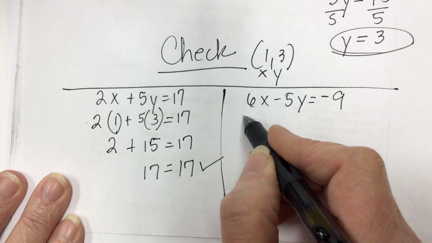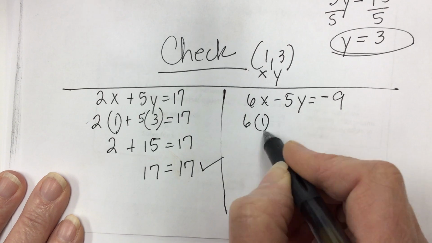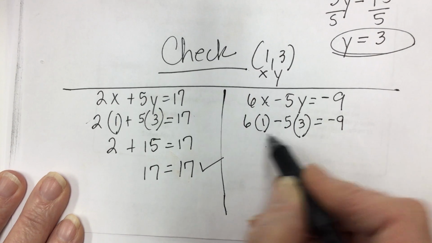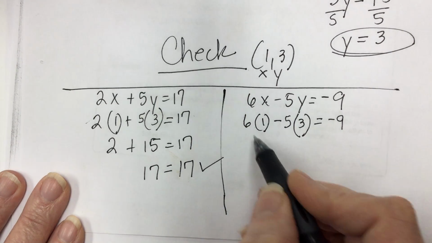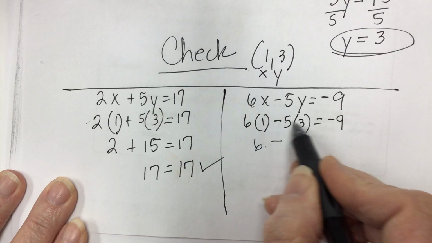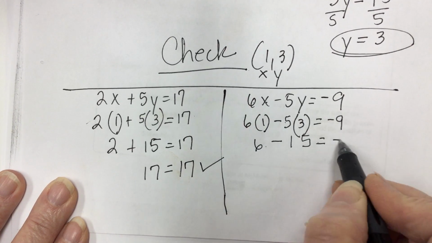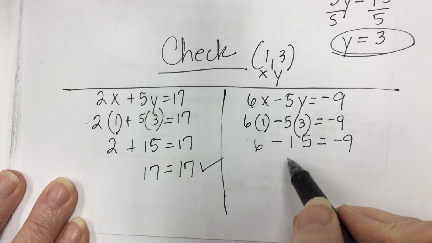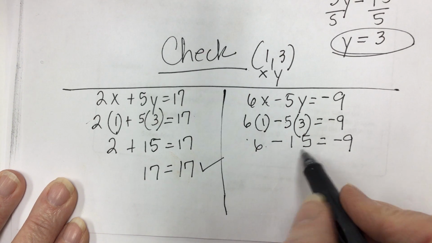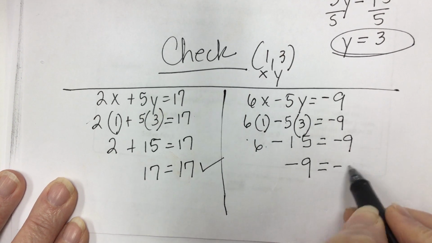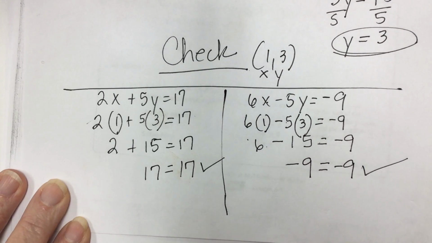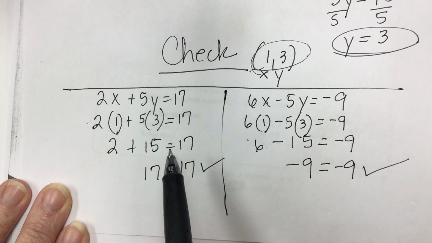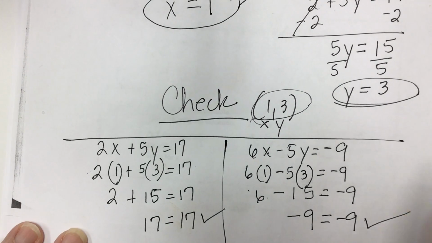Next, let's check it here. That's 6 times x, that's 6 times 1, minus 5 times y. Y is 3. I'm using parentheses to indicate multiplication. 6 times 1 is 6, minus 5 times 3 is 15. Does that equal negative 9? One's positive, one's negative. Subtract and take the sign of the larger. So 6 minus 15 does give me negative 9 equals negative 9. So yes, this solution does satisfy both of the original equations. So your answer to this problem is (1, 3).